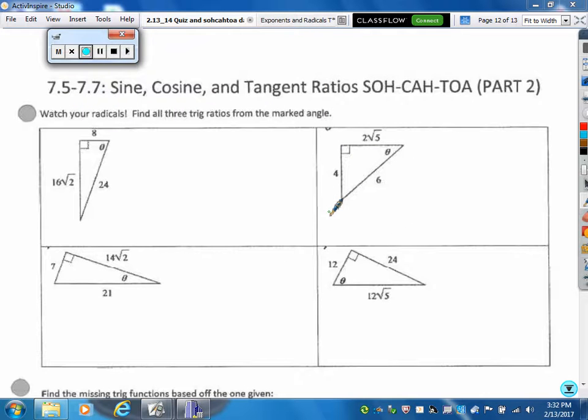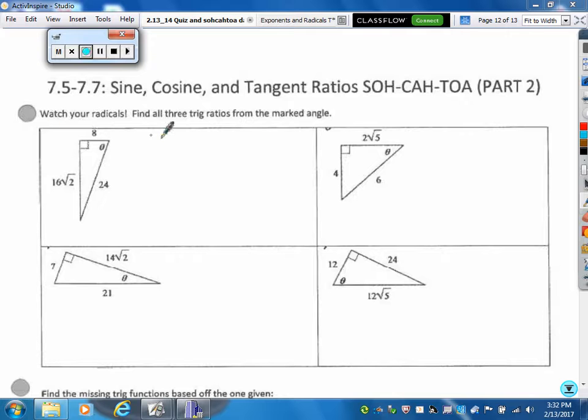Alright, today we are talking about our trig ratios again. That is sine, cosine, and tangent ratios. You can remember that with the acronym SOH CAH TOA. The only difference between today and previous lessons is we're just going to go a little bit more in depth, have some more complex fractions going on with our radicals. So let's take a look at this first problem.